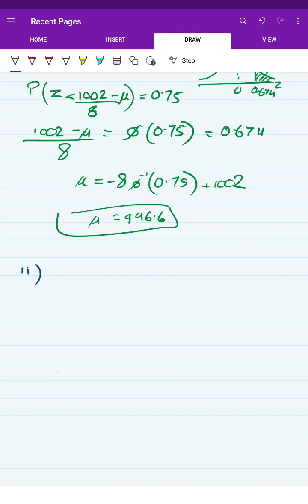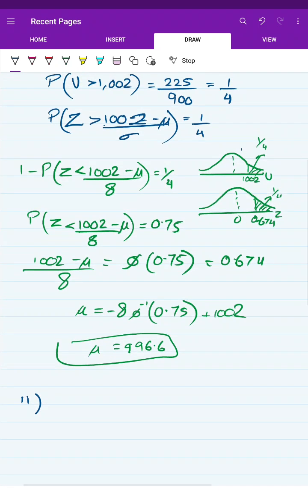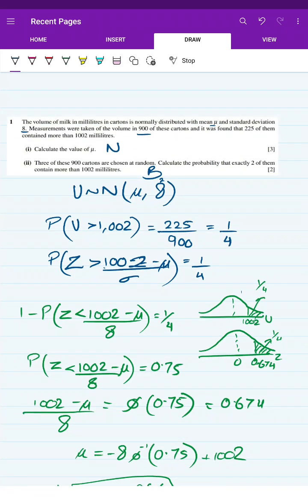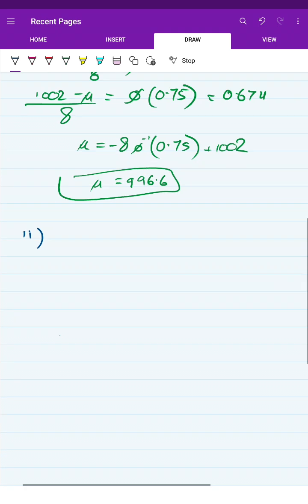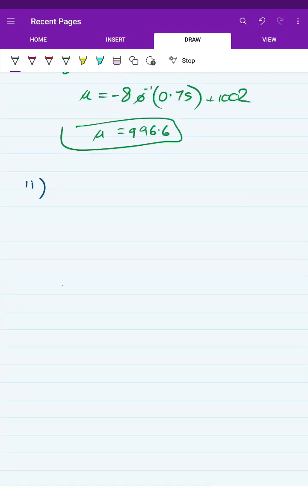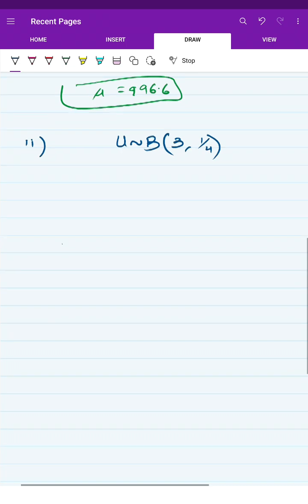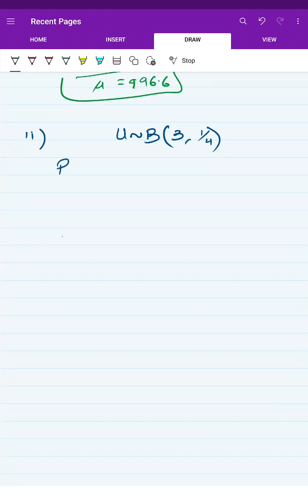We have already been given in the question that the probability a carton is above 1002 milliliters is 1/4. So if we take 3 cartons in a sample, each one is a trial with that probability. Let's take another variable for this one. Now this follows a binomial distribution with 3 trials, and the probability of success, which is greater than 1002, is 1/4. The question asks us to find the probability that exactly 2 of the cartons are above 1002 milliliters.